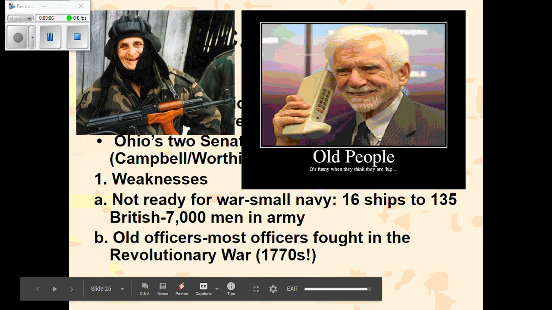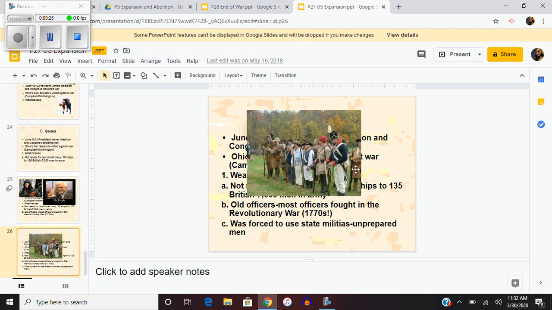So anyways, the last point on this should be, we were forced to use state militias. In other words, we're going back to what we had before, and they were unprepared men. That should be your note set. I don't know why this was not loading, but there it is. You can see it now: forced to use state militias, or unprepared men.